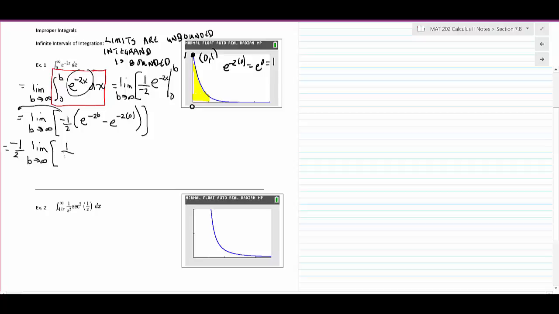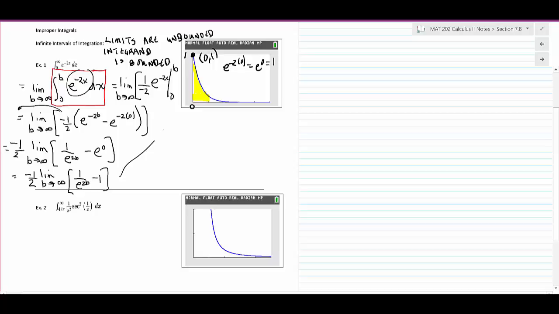Then I'm going to have 1 over e to the 2b minus e to the 0 like that. Okay, does that make sense? That's one of the limit laws. So if that constant is times everything, just pull it out. Okay, so let's see what we have now. So now we're going to have negative 1/2, and we're going to have the limit as b goes to infinity of 1 over e to the 2b minus 1 like that.